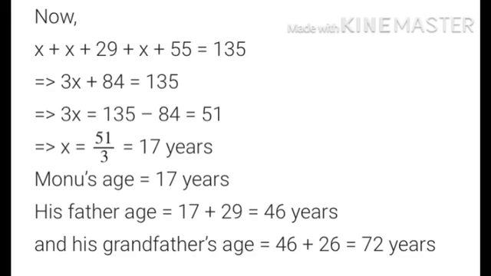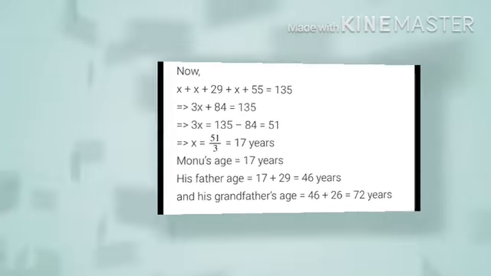Their ages sum is equal to 135. So 3x plus 84 is equal to 135. So 3x is equal to 135 minus 84, which is equal to 51. Now x is equal to 51 upon 3, which is equal to 17. So Monu's age is equal to 17 years. His father's age is equal to 17 plus 29, which is equal to 46. And his grandfather is equal to 46 plus 26, which is equal to 72 years.